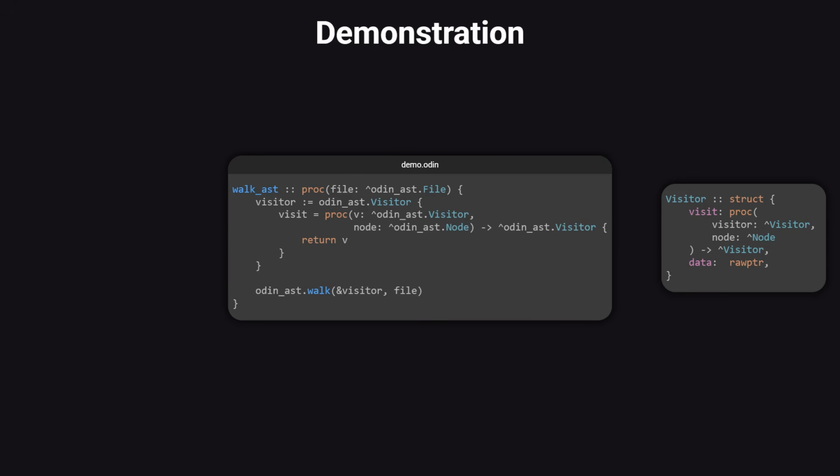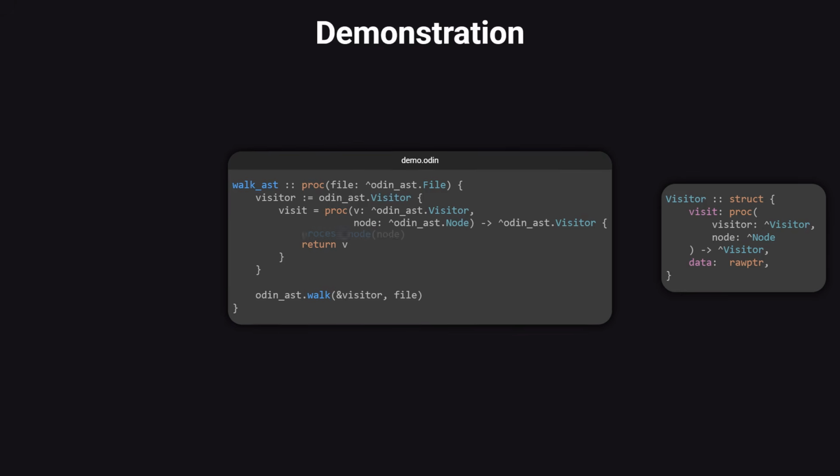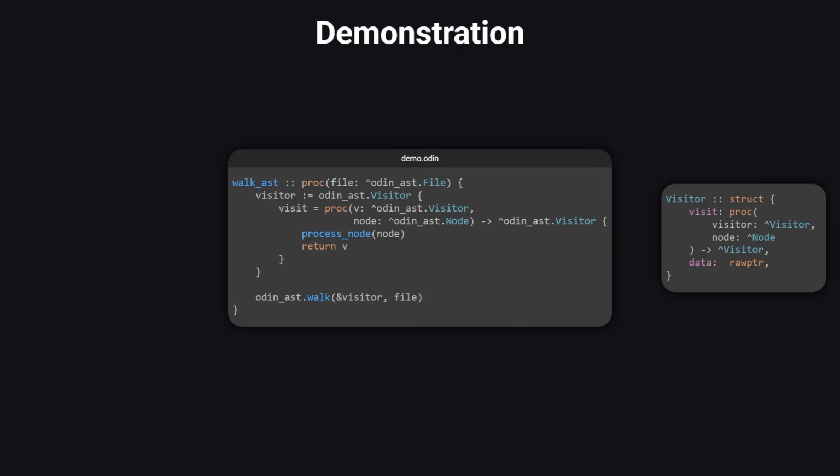In theory, we could actually switch visitors in the middle of our walk, but I haven't found a great use case for that, especially because the walker doesn't tell us when we exit a node, only when we enter. Because of that, we're just returning the same visitor directly. This means we'll always walk the whole tree. In here, we'll call a little process_node procedure that's going to do the real work.